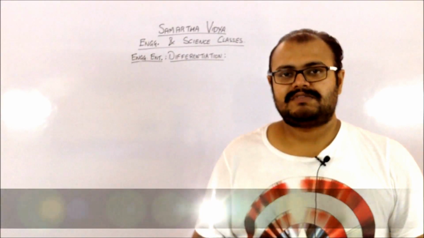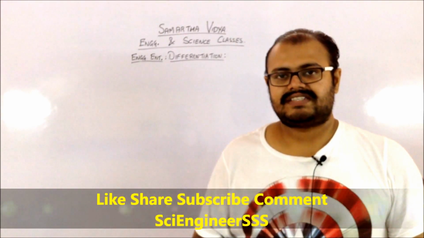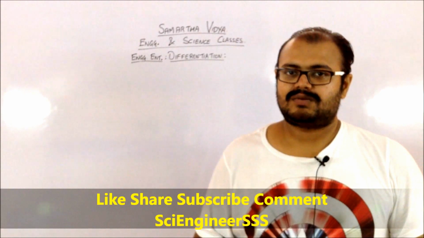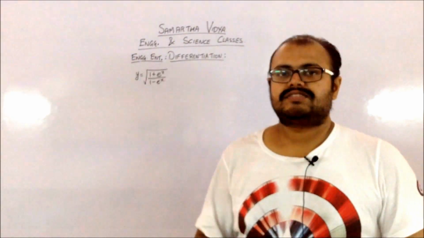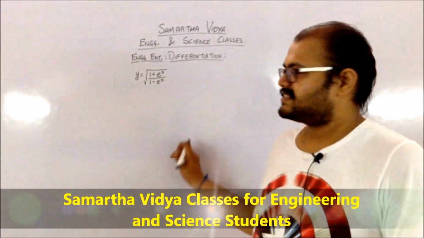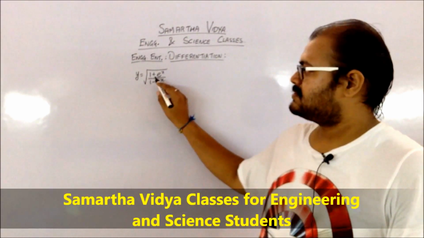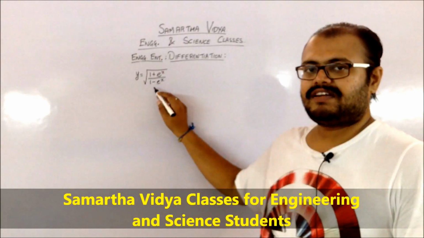So we are going to see some of the complicated versions of derivatives and how to solve them in a quick manner. So let us see the first sum which is based on it. So let us take this particular problem which is given to me, where y is equal to root of (1 plus e raised to x) upon (1 minus e raised to x).